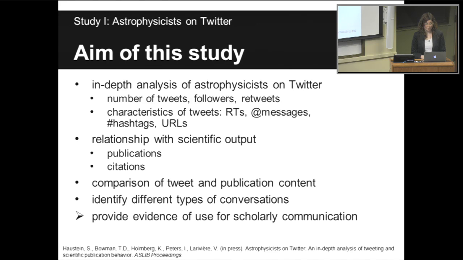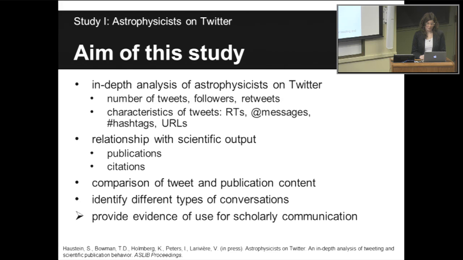And we also wanted to compare that with the publication output and citation impact of those astrophysicists on Twitter, because we wanted to see in a more traditional sense, do they publish a lot? Are they well received based on citations? So we compared that for them.